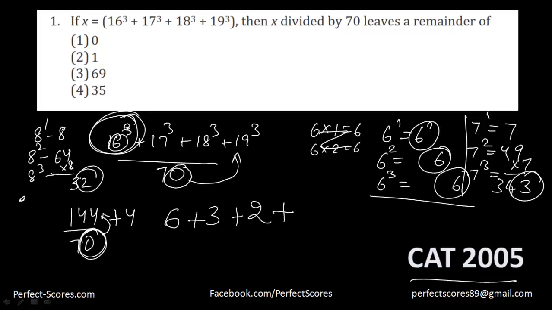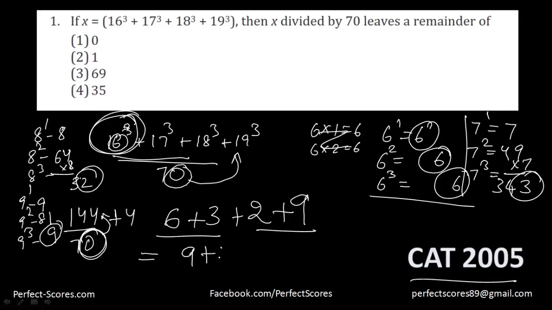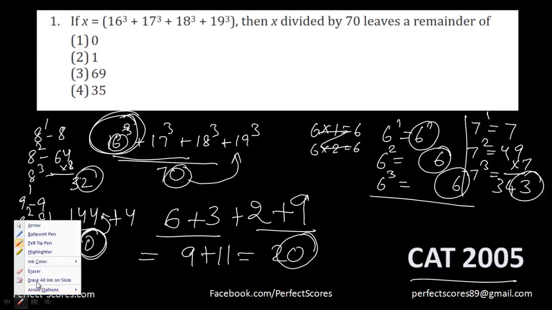Let's talk about 9. 9 to the power 1 is 9. 9 to the power 2 is 81. And 9 to the power 3 is 9 again at the end. That means this will give me 9 at the end. So what will be the units digit of this whole sum? That would be 6 plus 3, which is 9, plus 9 plus 2, which is 11. That means the units digit of this whole addition would be equal to 0, right? So the units digit of this whole expression will be equal to 0.